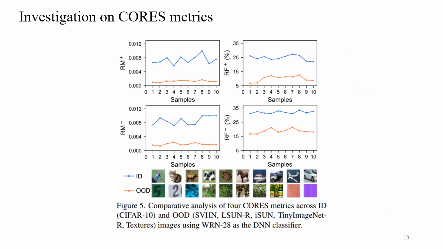To illustrate the efficacy of the 4 CORES metrics, we present a visualization of RM and RF across ID and OD images. As depicted in the figure, ID images consistently show higher values for RM and RF compared to OD images, confirming that the CORES metrics proficiently differentiate between ID and OD samples.